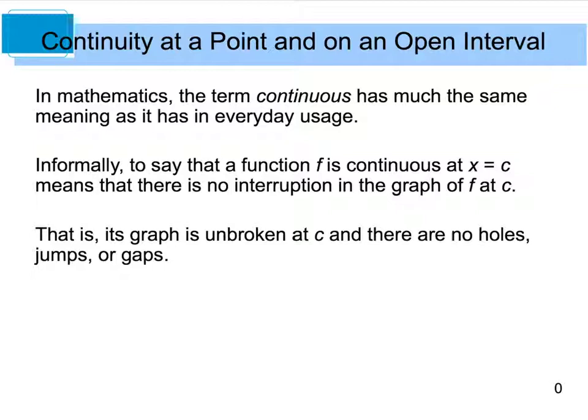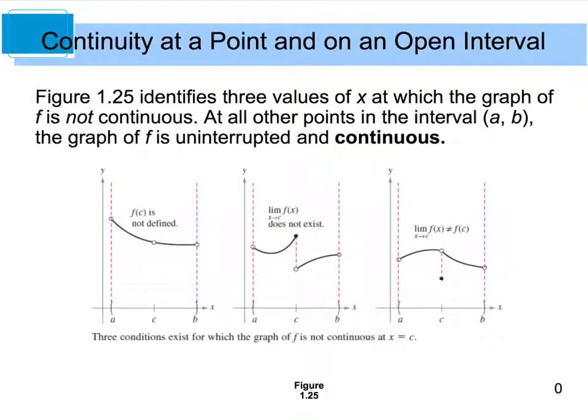In mathematics, the term continuous has much the same meaning as everyday usage. Informally, to say that a function f is continuous at x equals c means there's no interruption in the graph of f at c. That is, the graph is unbroken at c. There are no holes, no jumps, no gaps, no vertical asymptotes, no nothing. It's just a line that goes all the way across.